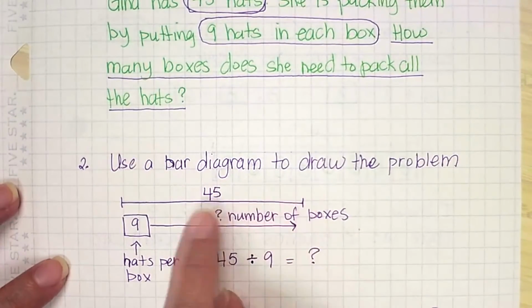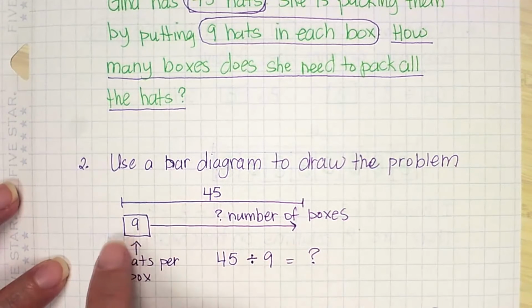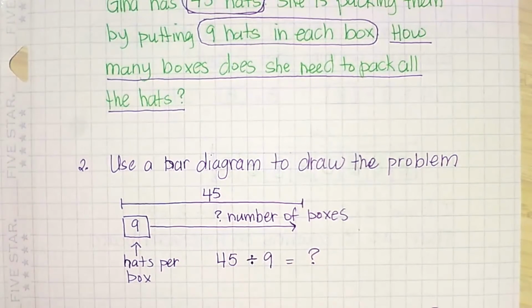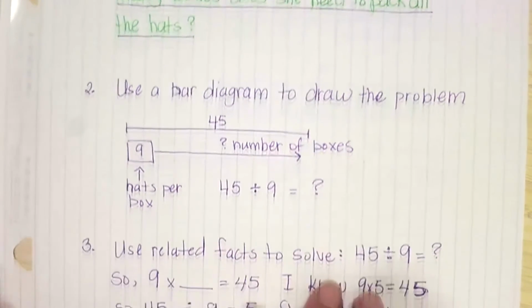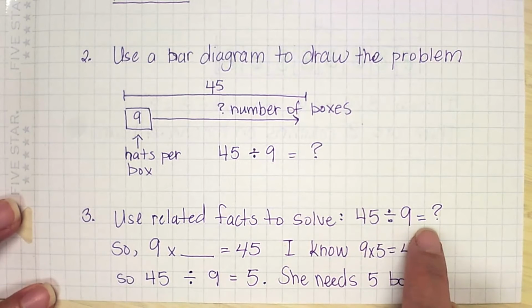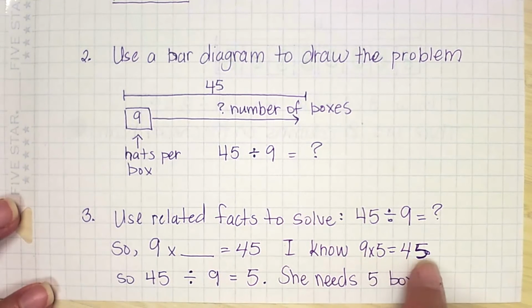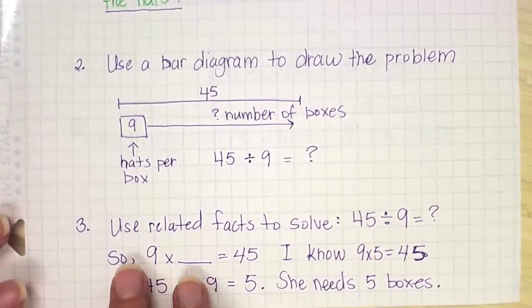So I could draw the bar diagram to show how many. 45 is my whole number, my total number of hats. 9 is the number of hats in each box. And over here, my question mark is how many boxes she's going to need to pack all 45 of those hats. I can use my related facts to solve. So if I have 45 divided by 9 equals a number, that means 9 times a number is equal to 45. I know that 9 times 5 is equal to 45, and since they're related, that means 45 divided by 9 is equal to 5. She needs 5 boxes to pack all of the hats.